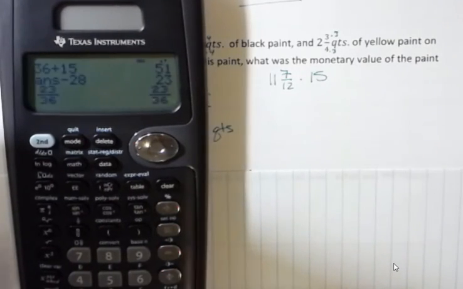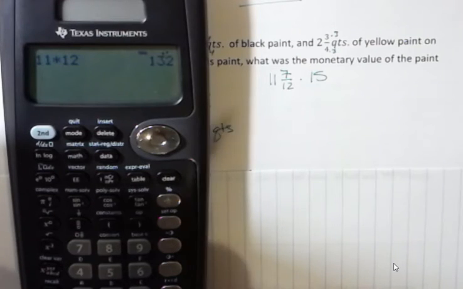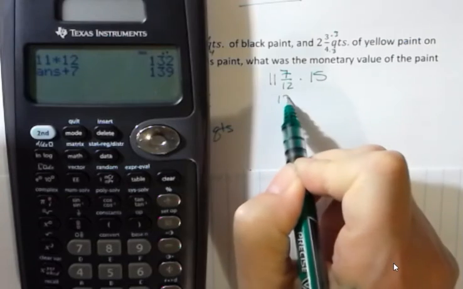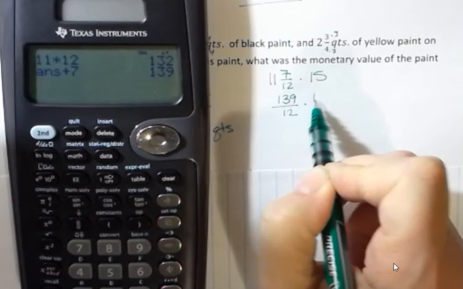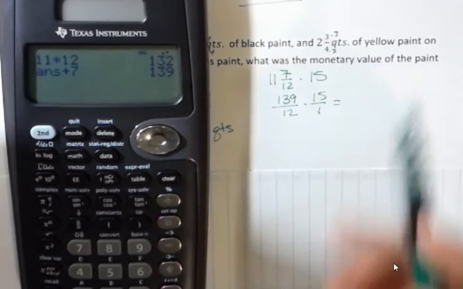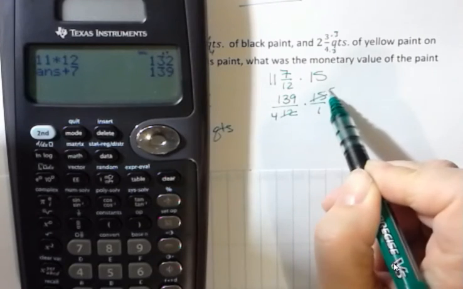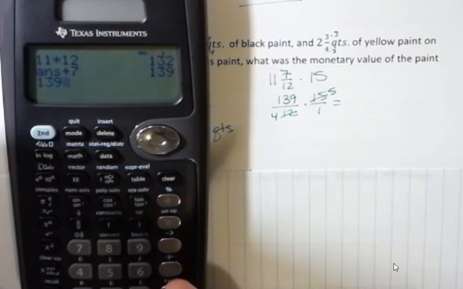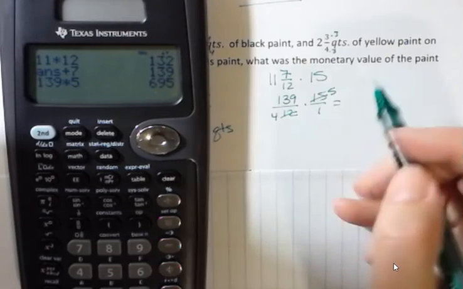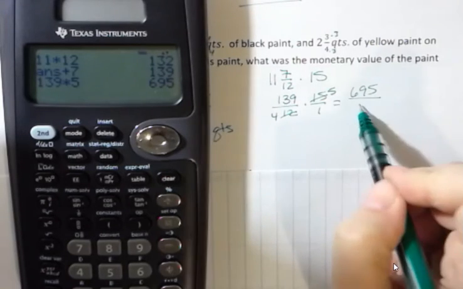You don't have to do that in your head. You can do it on a calculator. 11 times 12 plus 7 is 139 over 12. And then 15 is 15 over 1. We can do some canceling here. 3 goes into 12 4 times. It goes into 15 5 times. And then we can multiply across. 139 times 5 is 695, and 4 times 1 is 4.